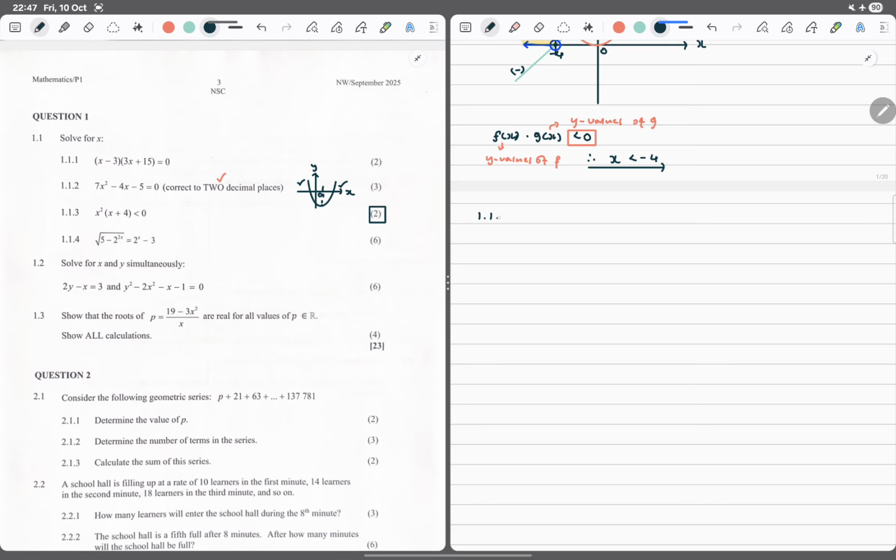So we do 1.1.4. So we are given the root of 5 minus 2 to the exponent 2x. This is to be equal to 2 to the exponent x minus 3. Right, we need to solve. So we know what to do here. So we're going to do this again. Just copy this and do this gymnastic in there. We need to perform our gymnastic. Goodness, what is happening now? 2 to the exponent x like that, minus 3.